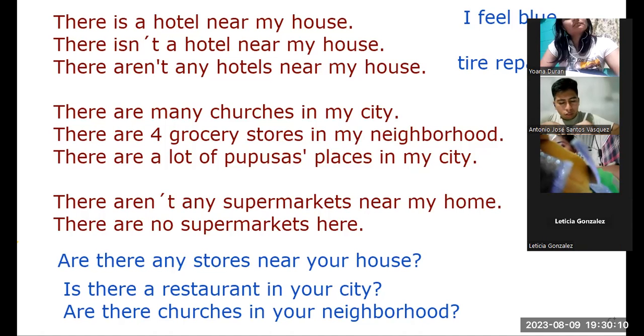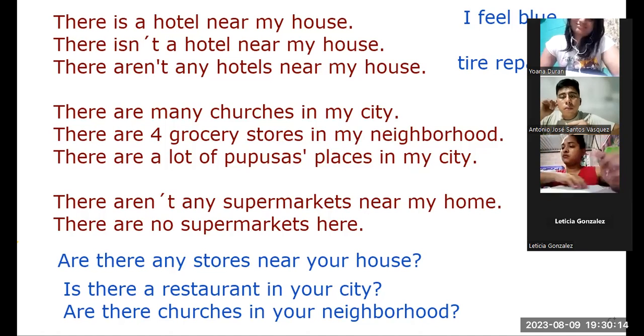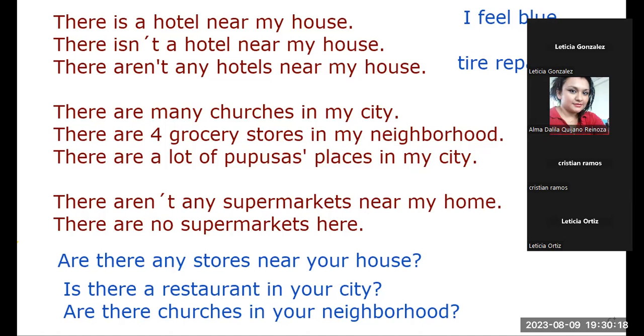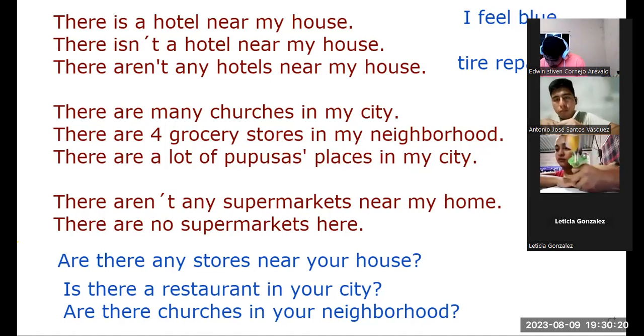Let's see who looks like they've finished. Joana, go ahead. There are many grocery stores in my neighborhood. Good. There isn't a drugstore near my neighborhood. Very good. There are many temples in my city. Excellent job. Antonio José, let's go.